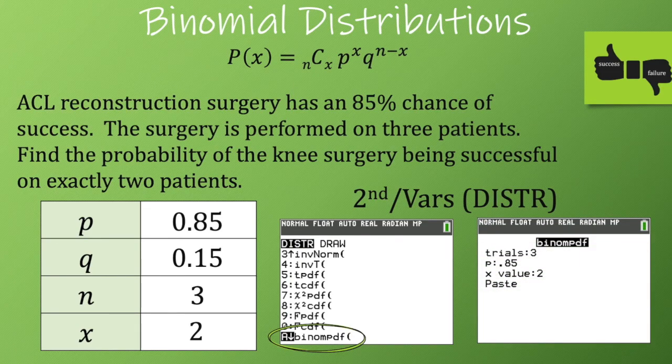And your calculator might bring up this menu where you just plug in the number of trials, the probability of success, and your random variable. Some calculators might just bring up this on the screen, Binomial PDF, and you need to type in N, P, X, and then hit enter. It does all the calculations for you.